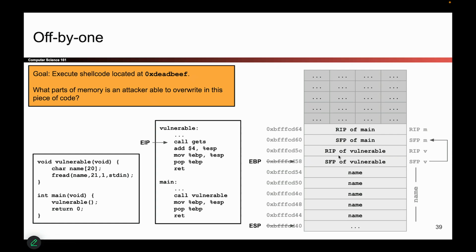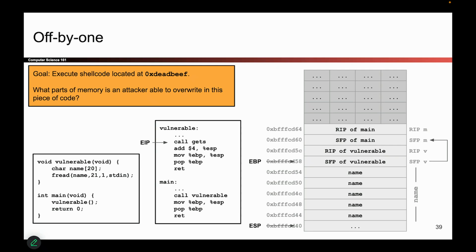When I call vulnerable, there were no arguments, so I go straight to pushing the RIP on the stack, and the SFP on the stack. And then the user defines name. When they define name, that's a local variable. It's 20 bytes, so it takes up 5 rows. Each row is 4 bytes. So that's my stack diagram. I've also noted in this particular case that the EBP points at the top of the vulnerable stack frame, which is right here, and the ESP points at the bottom of the vulnerable stack frame, which is down here.